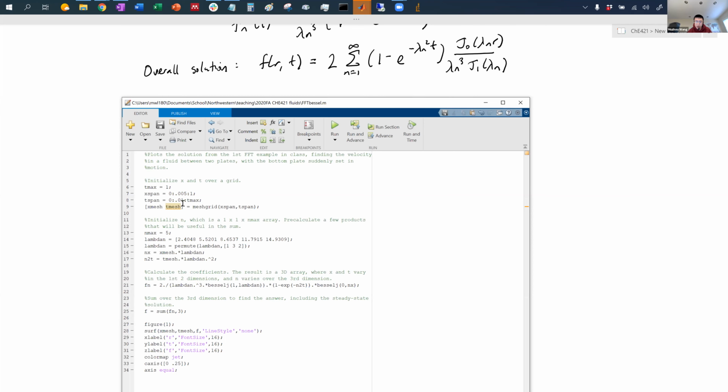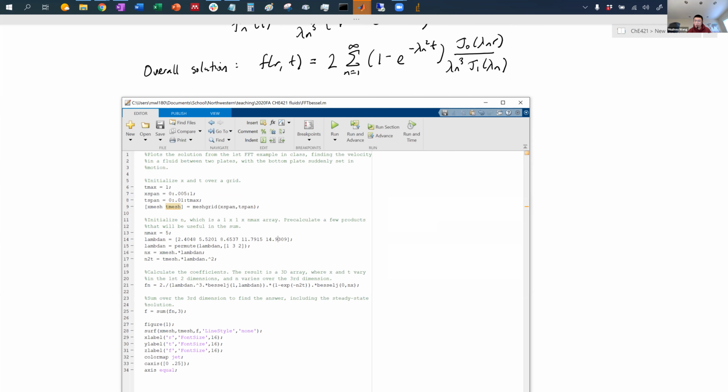And so just like before, I'm still using X, sorry about that, X, R, same thing, right? So I'm setting a T max, and then I'm setting a grid of X and T values, or R and T values. That's what meshgrid does here, okay? I decided to only have 5 values of N in this case. And those values right here, these are the values of lambda N.